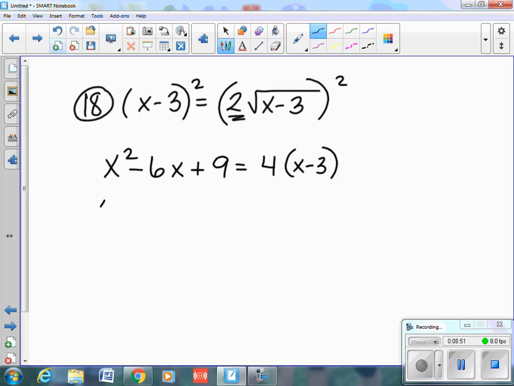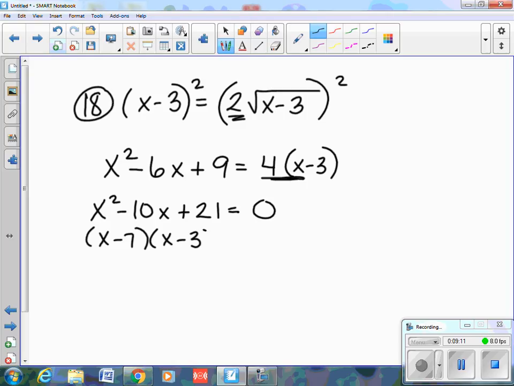Again, bring everything over to one side. We're going to have a negative 10x because this ends up being 4x. When you bring it over, it makes negative 10x. This makes a negative 12, but when you bring the negative 12 over, it's going to make it a positive 12, which makes it a positive 21. X minus 7, x minus 3 equals 0. X equals 7, x equals 3. You should be able to keep both of them. Yep.